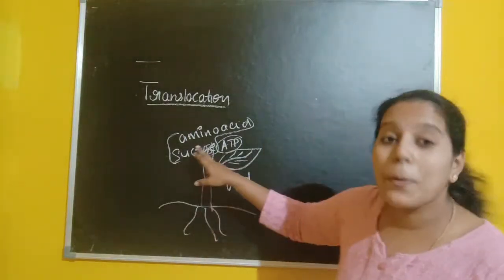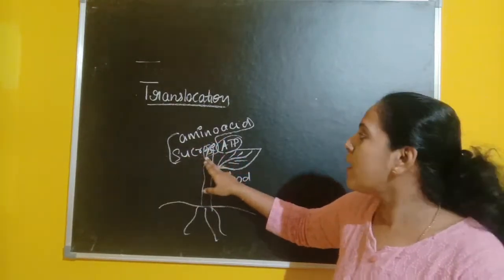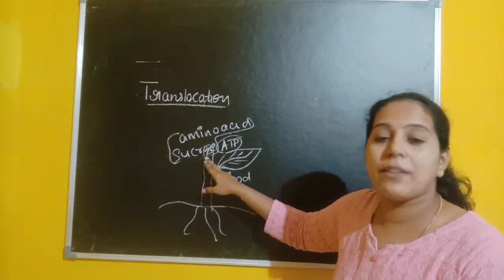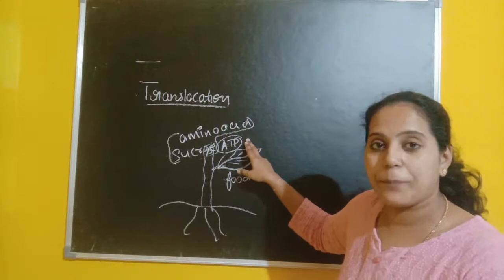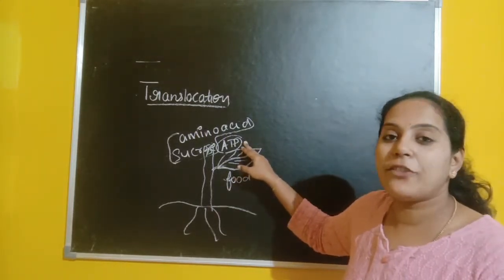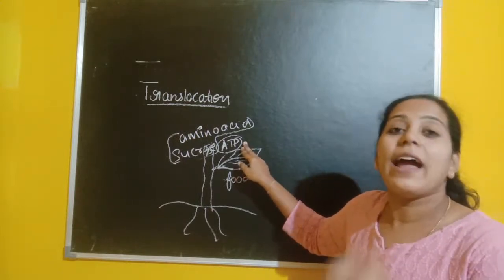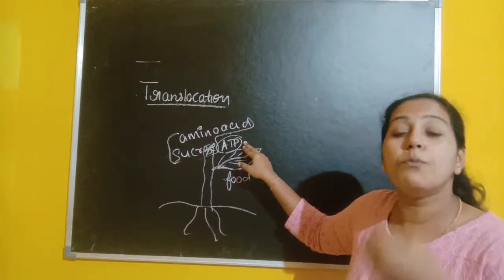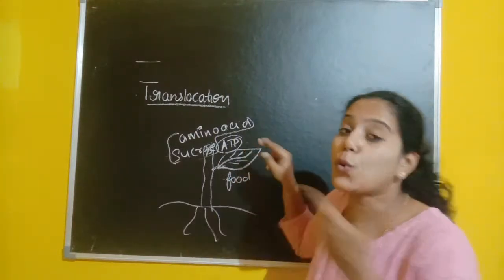The prepared components of the food, the so-called amino acids and sucrose, will be transported with the help of the ATP molecule, because this is called the energy. Okay, so it creates an osmotic pressure. Osmotic pressure helps the movement of water into the phloem tissue, and this helps the food to move to different storage organs like stems, fruits and also roots.